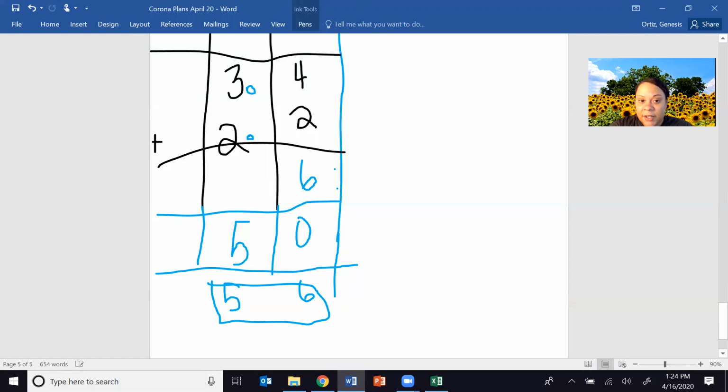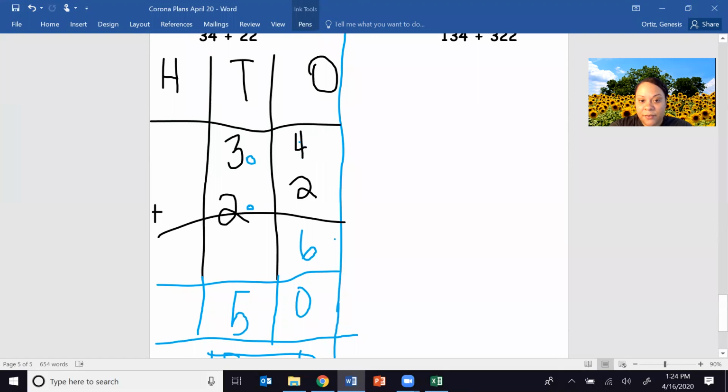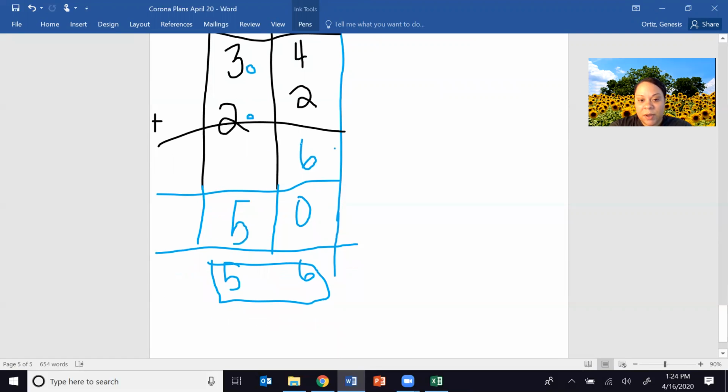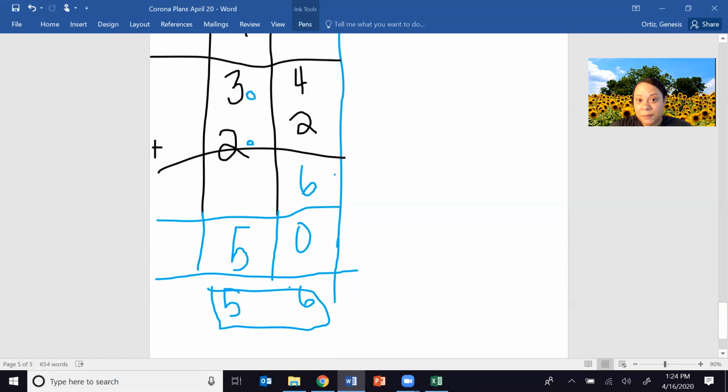Okay, notice what I did. I started with my ones and I added 4 plus 2 to get to 6. Then I went to my tens and did 30 plus 20 to get 50. Then I added my partial sums to get 56.